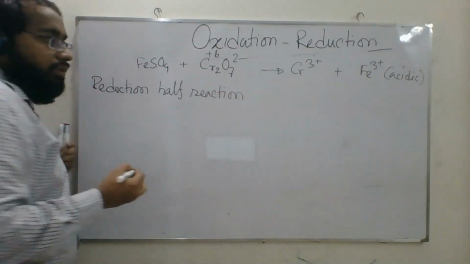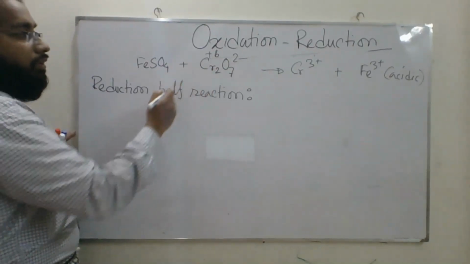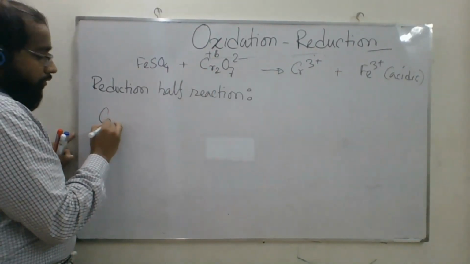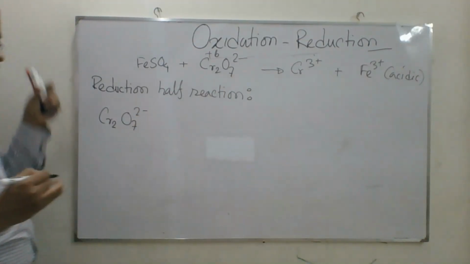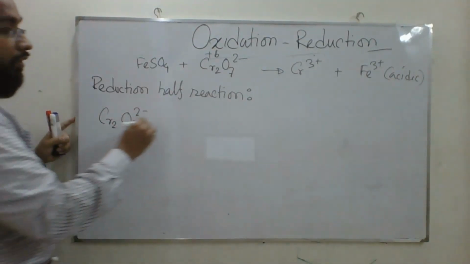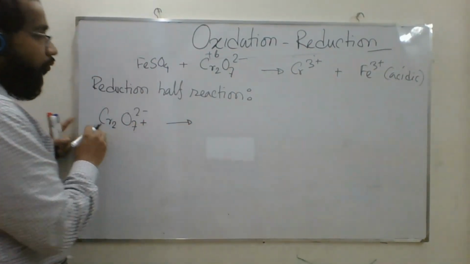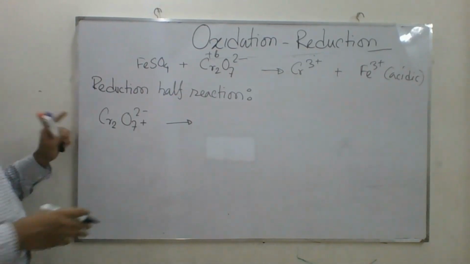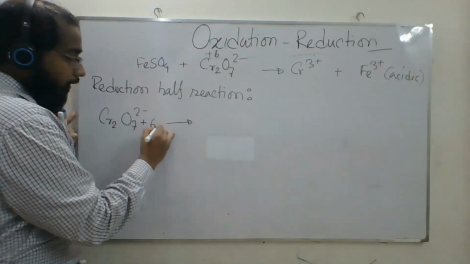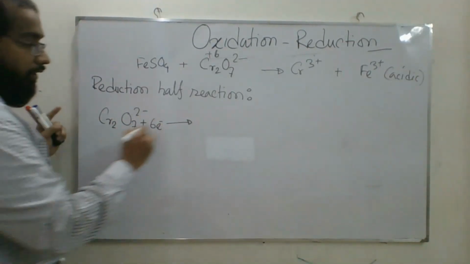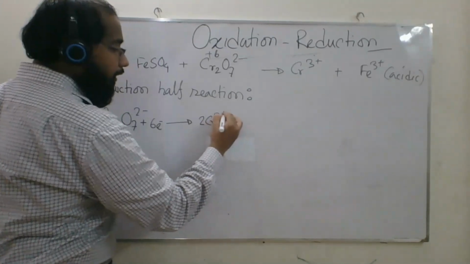If we consider the reduction half reaction, you will see that Cr2O7 2 minus will accept electrons. One chromium needs 3 electrons, plus 6 to plus 3, so 2 chromium need 6 electrons. Then it will convert to 2 Cr3 plus, because here there are 2.